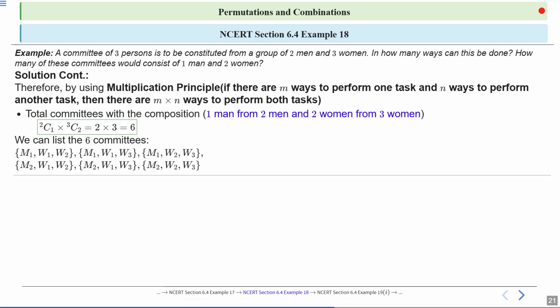So we can list the 6 committees. Each combination has 1 man and 2 women: M1, W1, W2; M1, W1, W3; M1, W2, W3; M2, W1, W2; M2, W1, W3; M2, W2, W3. These are the 6 combinations, where each consists of 1 man and 2 women. Clear? I hope it's clear to all of you.